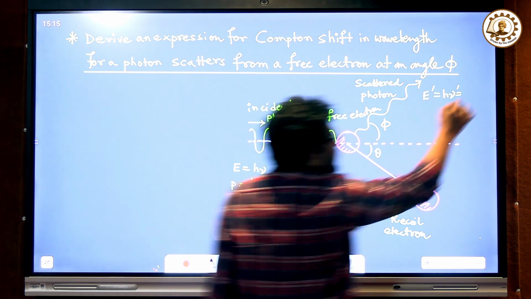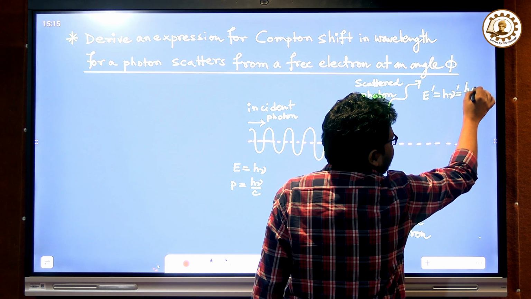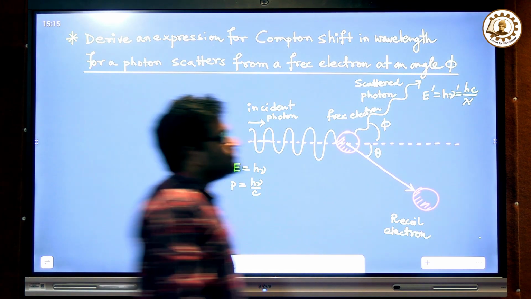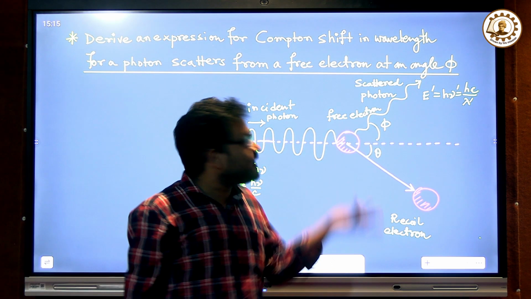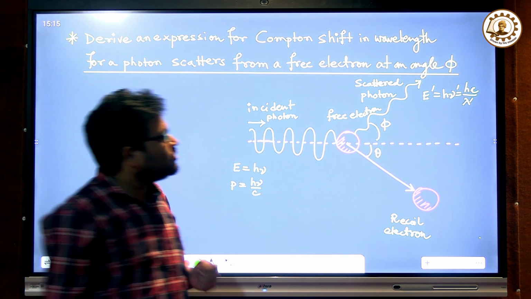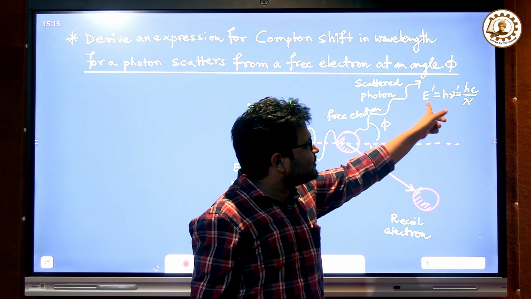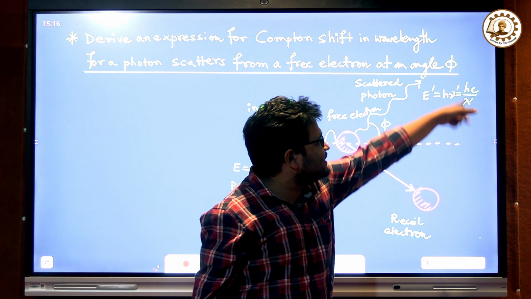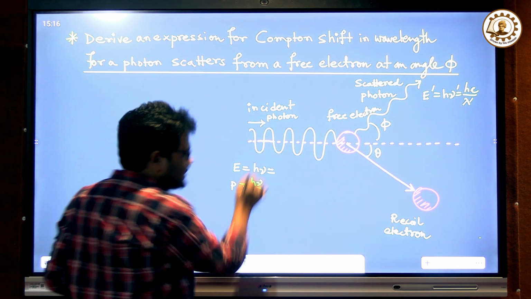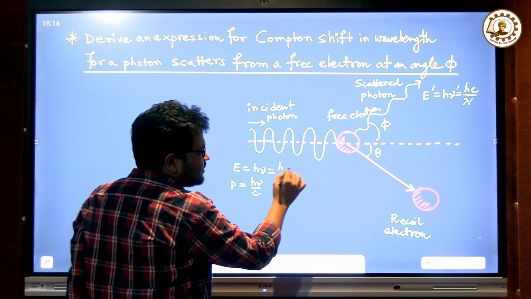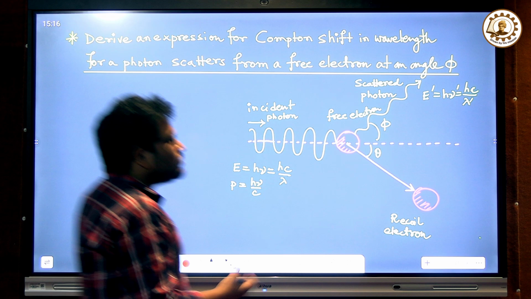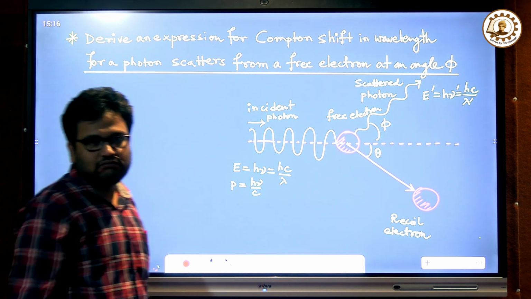It can also be written as hc by lambda prime. As we all know, frequency means the ratio of the velocity of light to the wavelength of light. So I can also write the energy expression in terms of wavelength, that is hc by lambda prime. Similarly, I can also write the energy of this incident photon in terms of wavelength, that is hc by lambda. Now what about the energy of this electron?